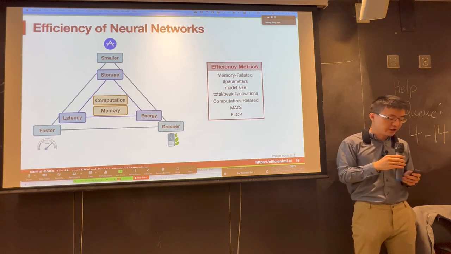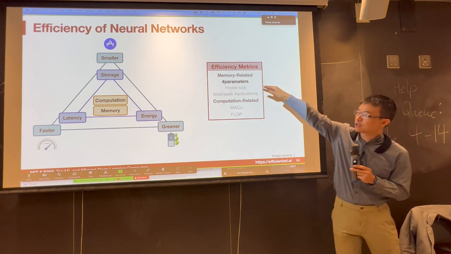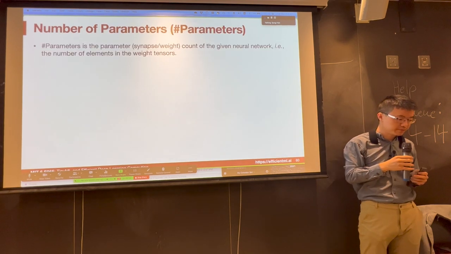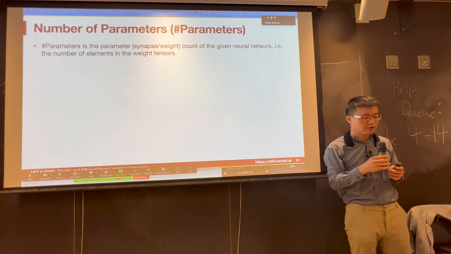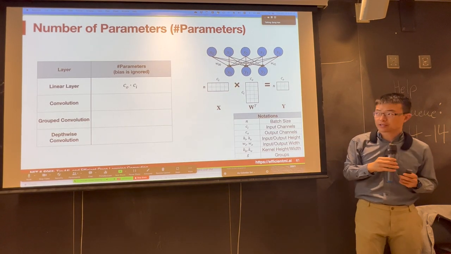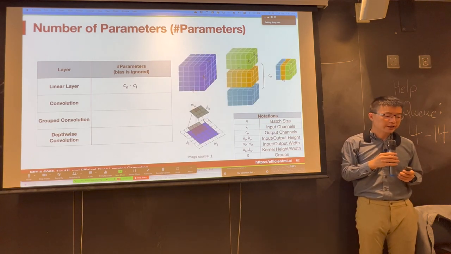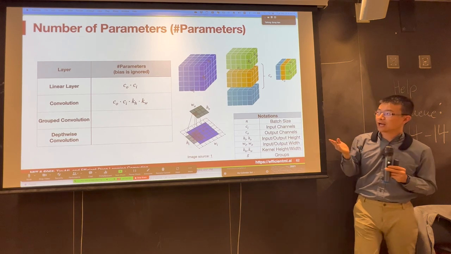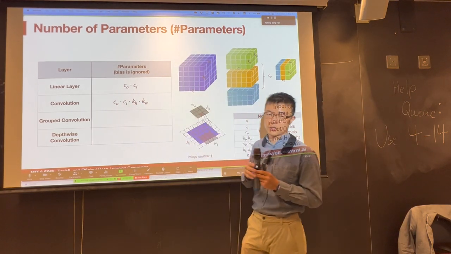So let's put them together. These are the three aspects of efficiency metrics: storage, latency, and energy. And then we are going to start by introducing the number of parameters. Parameters is basically the number of weights for a given neural network. For a linear layer, that's very simple, just input channel times output channel. For a convolution layer, we just calculated that. We have the number of input channels, number of output channels times the kernel size.